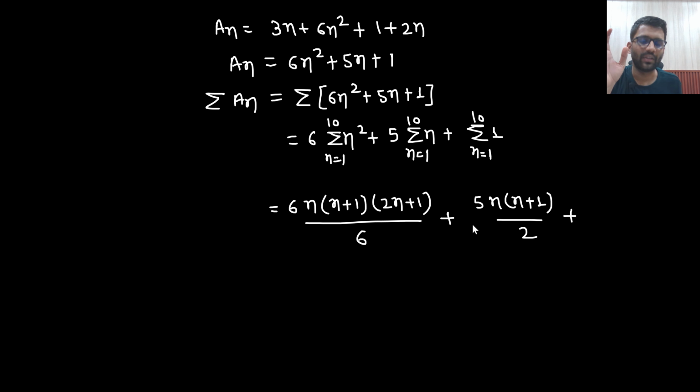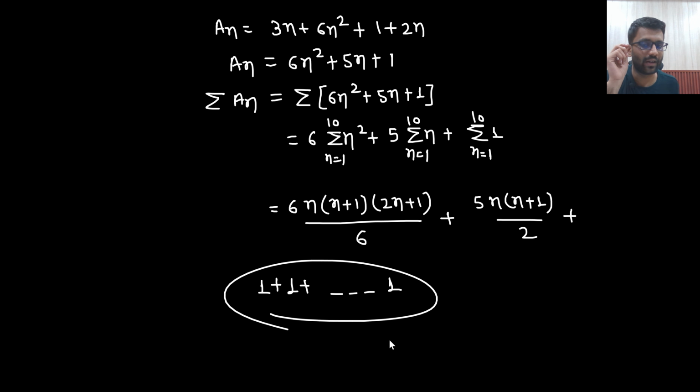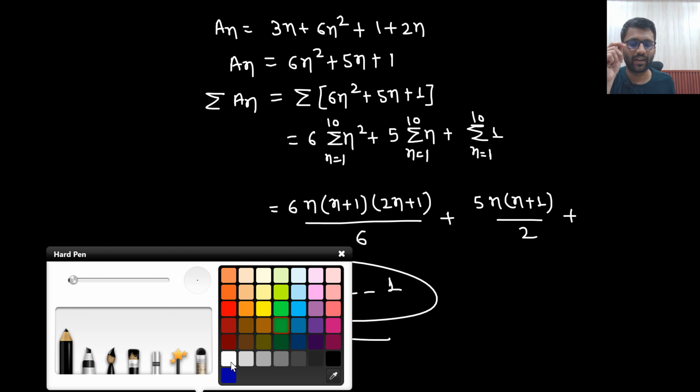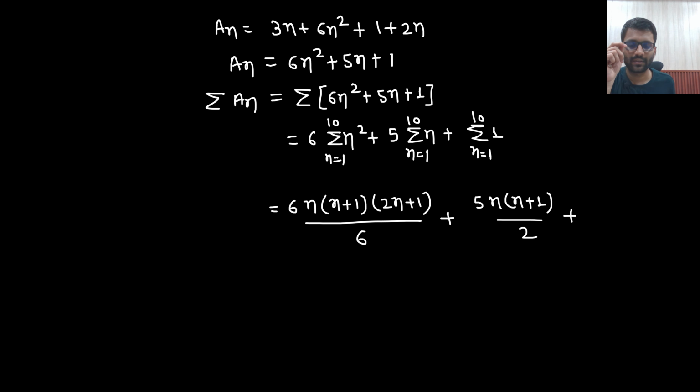Tell me what this will be. Summation of 1 for 10 times. Basically n is equal to 1, so one time you will write it, then another time it will come, another time it will come. So 10 times you have to add. Are you getting this point? Summation of 1 for n equals 1 to 10 means you have to add 1 for 10 times. So 1 will be added for 10 times.